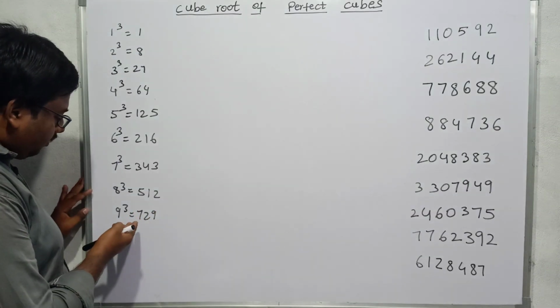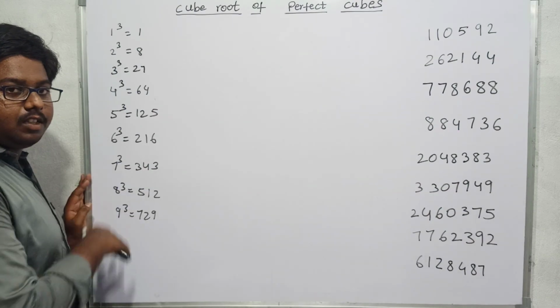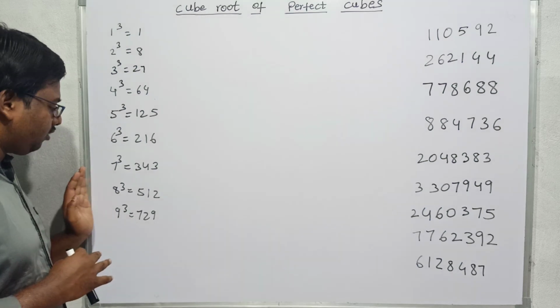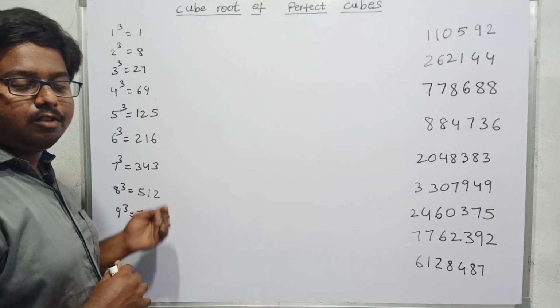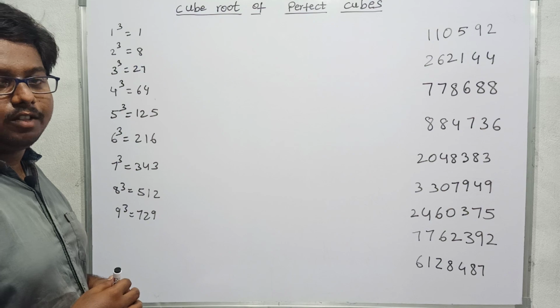So now we will see the cube root of perfect cubes. In order to learn this concept, you must have memorized the cubes of 1 to 20. It would be better if you learn up to 30 also. I showed you how to calculate and how to memorize in my previous videos. So now let us learn the topic of cube root of perfect cubes. You must know the basic cubes, that means 9 cube is 729, 8 cube is 512. There are many uses for this.